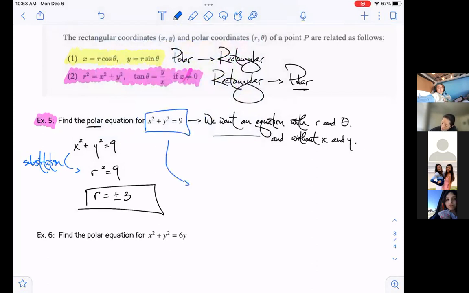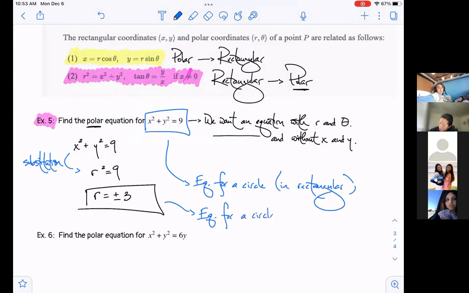This is the equation for a circle in rectangular land. x squared plus y squared equals r squared. But this r equals plus or minus 3 is the equation for a circle in polar. Okay. So you can use this equation to describe a circle in rectangular land, but if you were in polar land, you could just say r equals 3 or r equals -3. And that would give you the equation for a circle.